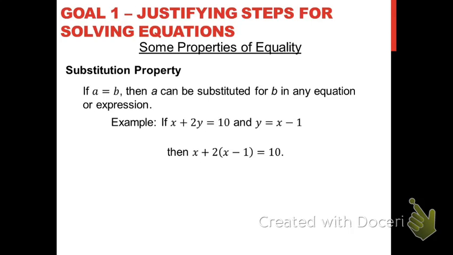And why could I make that conclusion? Well, y was equal to x minus 1, right? So, where I had a y in this first equation, I was able to substitute x minus 1 in its place. Now there's still a lot more to be done to solve that equation, but you see how I substituted one value in place of another equal value within an equation. Alright, that's the substitution property of equality.